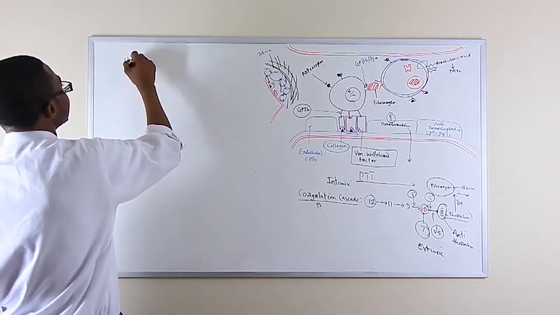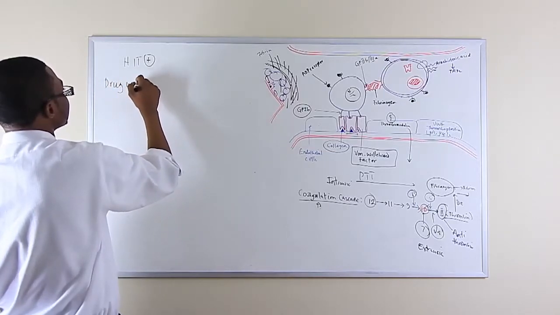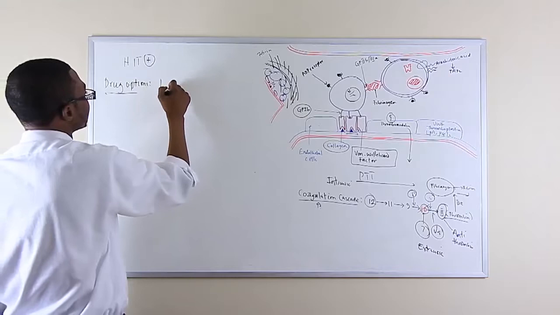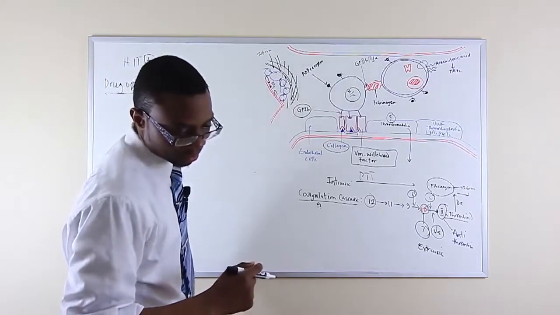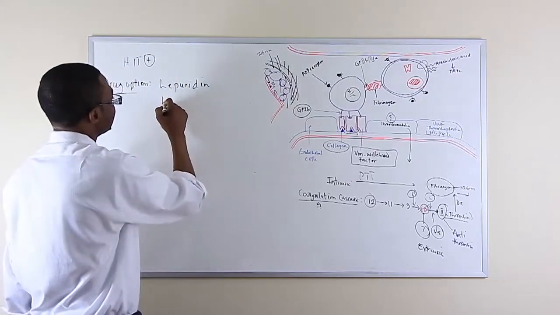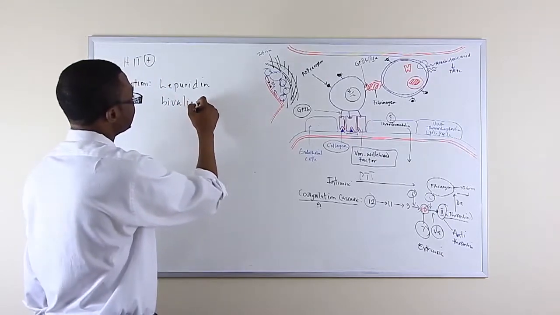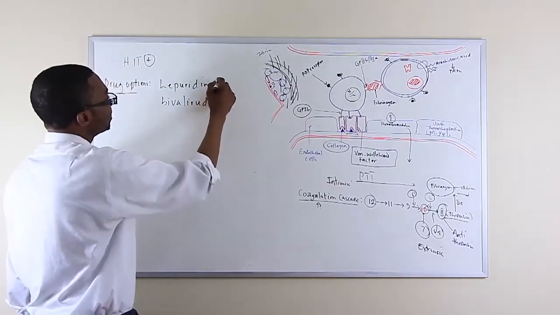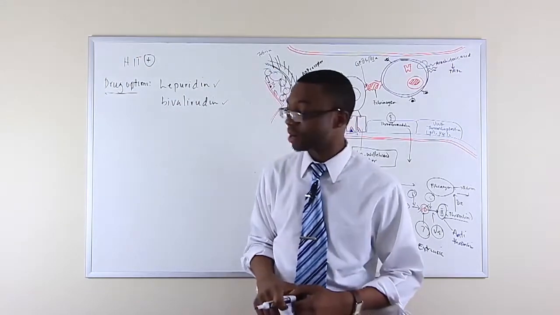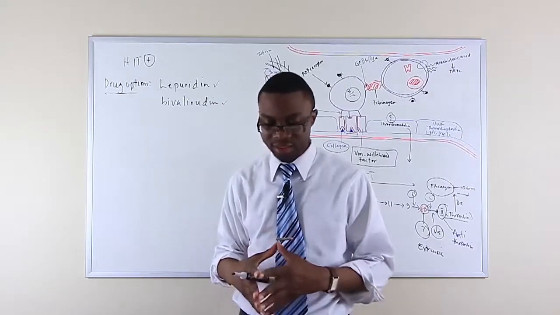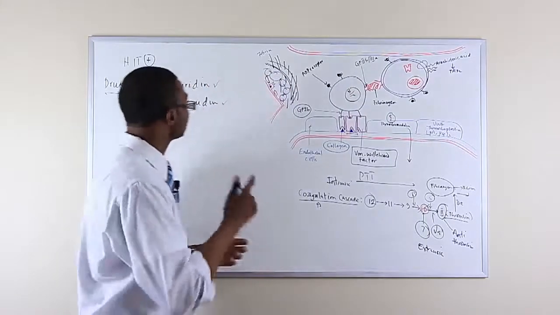and bivalirudin. So if somebody's HIT positive, drug options: lepirudin and bivalirudin. These 2 drugs are your 2 next options for patients that have heparin-induced thrombocytopenia. It's an alternative. Now, these are actually derivatives from hirudin.